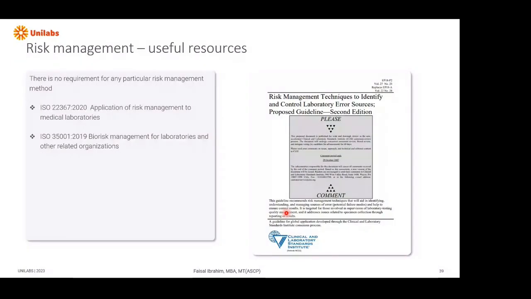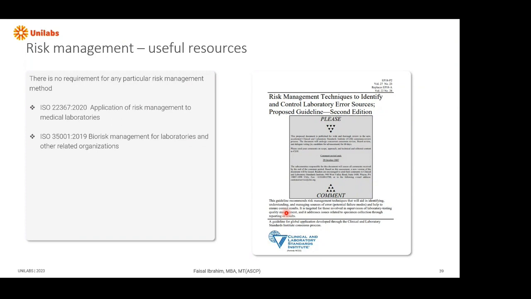In the new ISO, there is no requirement for any particular risk management method. So the ISO recommends the use of 22367, application of risk management to medical laboratories, and they also recommend the use of 35001, biorisk management for laboratories and other related organizations. From my side, I felt more comfortable with the document on the right side of the screen, EP18 from CLSI, Risk Management Techniques to Identify and Control Laboratory Error Sources.